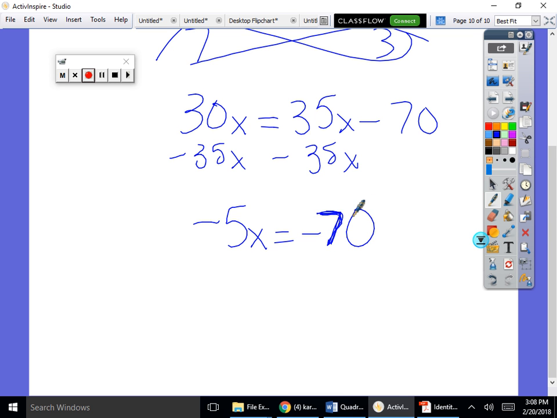Let's pretend it's on the 9 calculator, so let's count. 5, 10, 15, 20, 25, 30, 35, 40, 45, 50, 55, 60, 65, 70. 14, positive or negative? Positive 14. Cool? Questions on that?